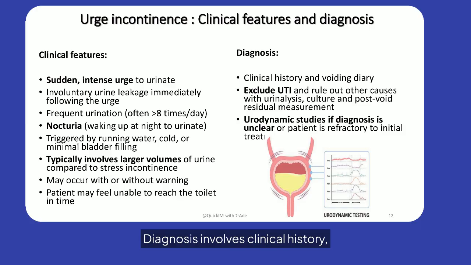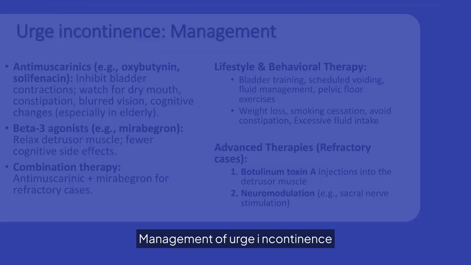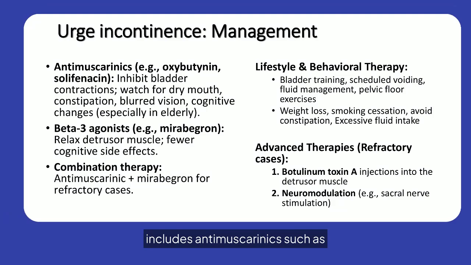Diagnosis involves clinical history, exclusion of UTIs, and urodynamic studies if needed to confirm the condition. Management of urge incontinence includes antimuscarinics such as oxybutynin to inhibit bladder contractions, beta-3 agonists such as mirabegron to relax the detrusor muscle, and lifestyle modifications.